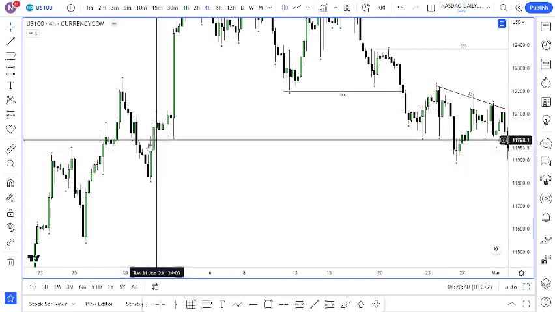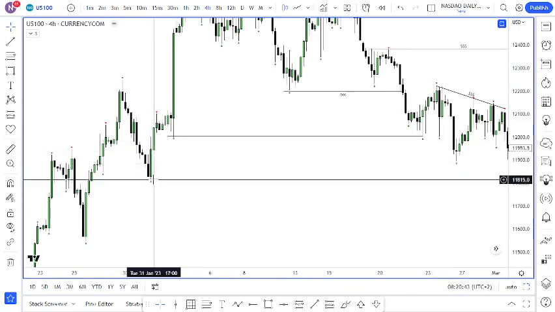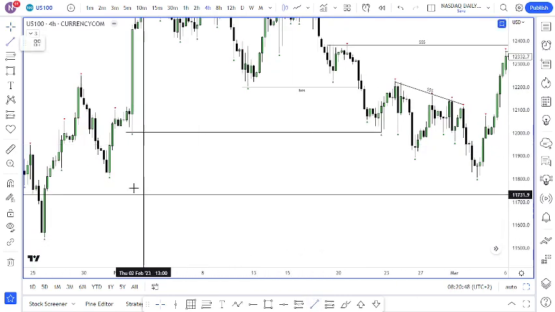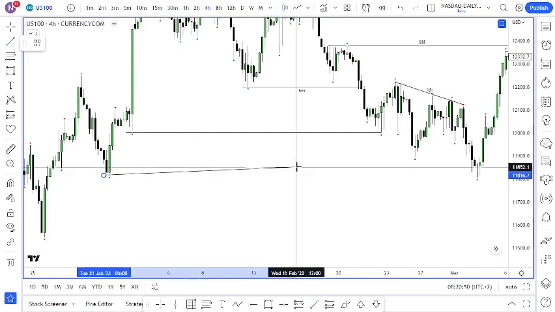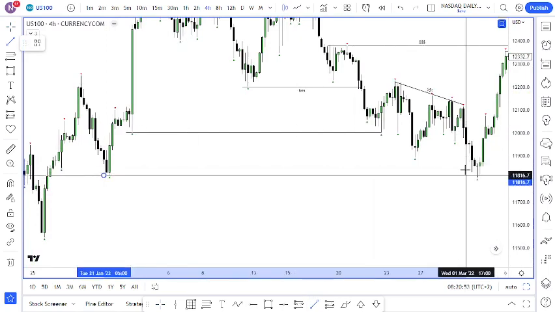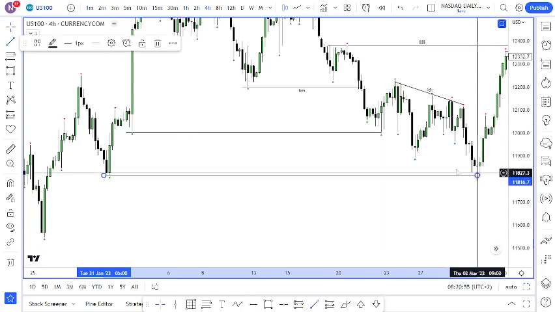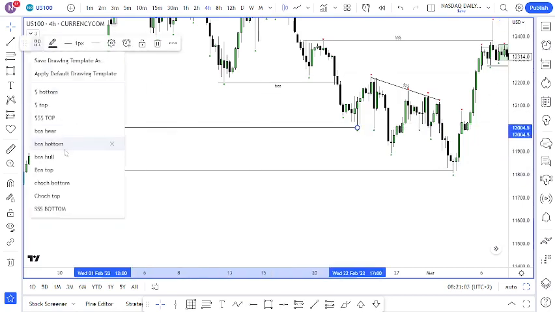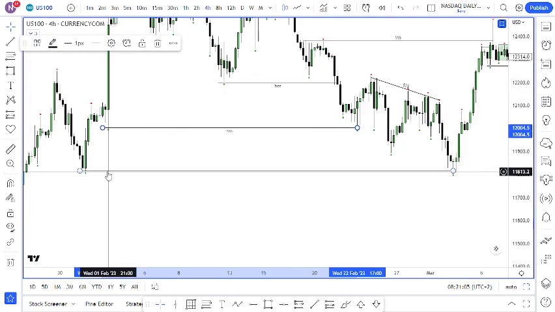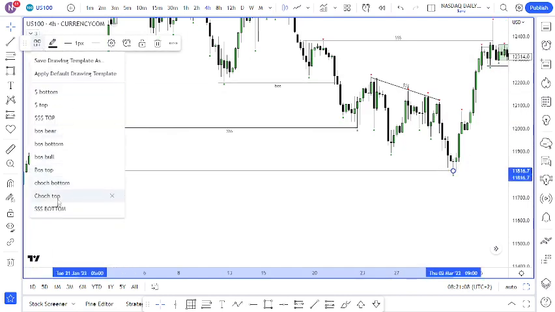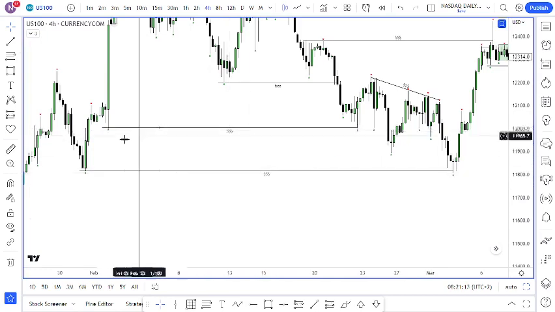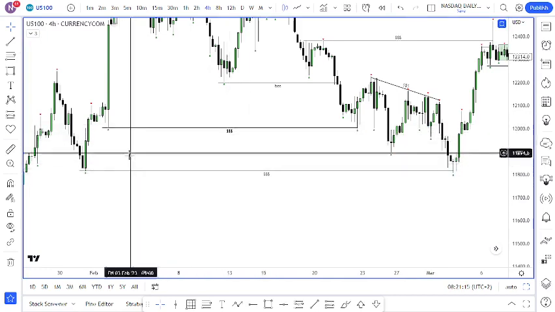This is definitely a valid point of interest between this low and the next inducement. And we can see the next inducement is this one. Next major inducement is this one. So between these two inducements, and let me actually put that, between this inducement and this inducement is a point of interest, right? This is a point of interest.